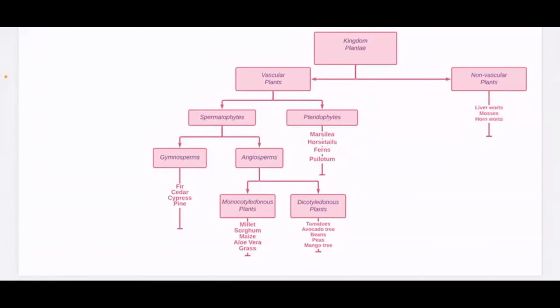We have the spermatophytes and the pteridophytes. Very good. The pteridophytes, we have those examples. The one we know very commonly is the ferns. And the pteridophytes end there, right? Then we can continue with the spermatophytes. She has divided them into gymnosperms, like the fir, cedar, cypress, and pine. And then the angiosperms, monocotyledonous plants and dicotyledonous plants. That is very good work, our D4.